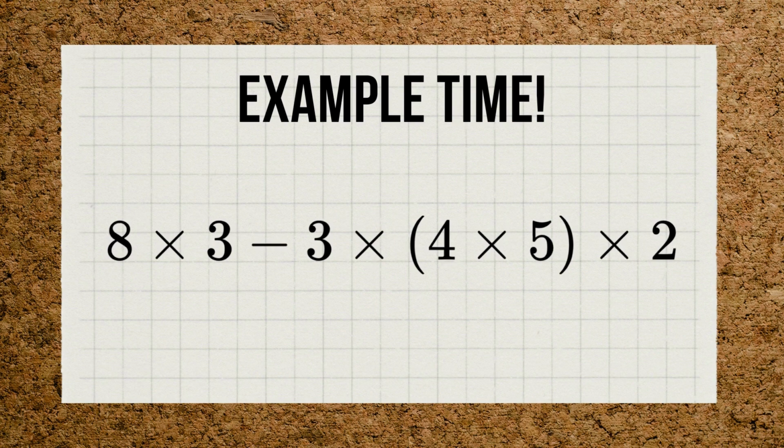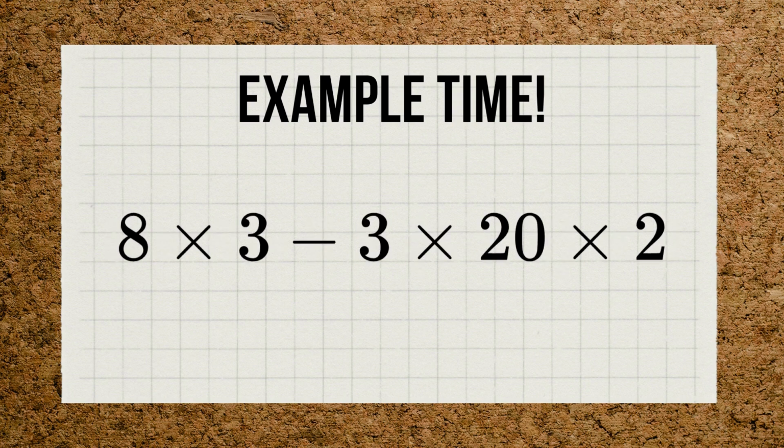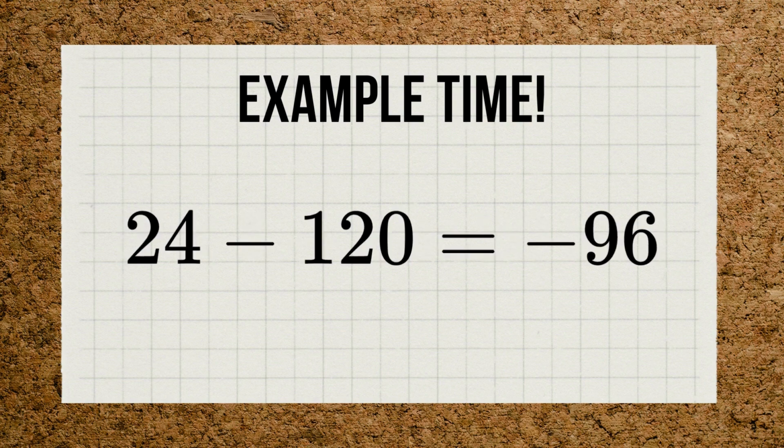Now we multiply the 4 and 5 to get 20. Then we do the multiplication first before subtracting. 8 times 3 is 24, and 3 times 20 times 2 is 60 times 2, which is 120. In this case, the multiplication signs in the 3 times 20 times 2 can be rearranged according to the commutative property of multiplication. Then we do 24 minus 120, which is just the negative of 120 minus 24. And that is negative 96.